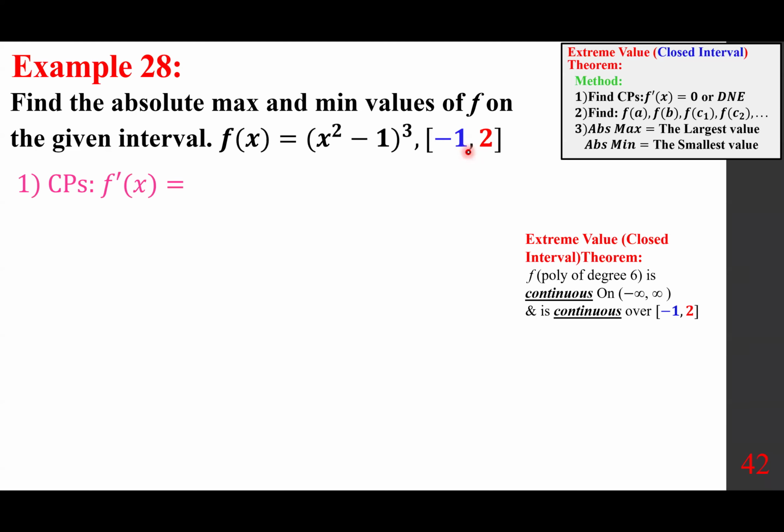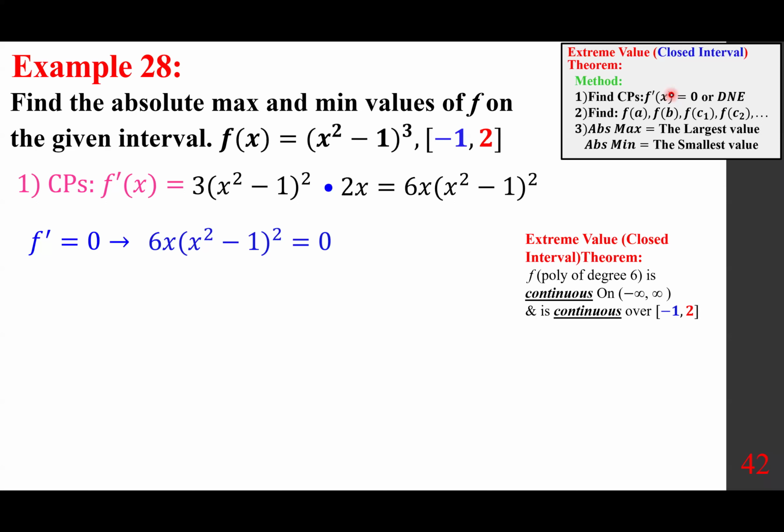So step 1 is the f prime of x. And to find f prime of x, we have 3 times, we are going to use the extended power rule, x squared minus 1 squared, the derivative of the inside 2x. We put these two together and we put 6x in front. So that's f prime. Now setting it equal to 0, this gives us 0. This gives us x squared equals 1, or x is plus minus 1.